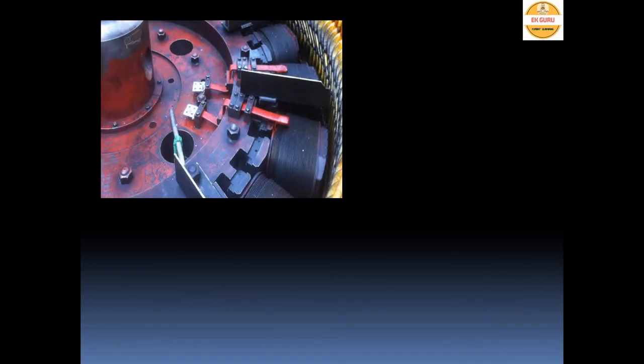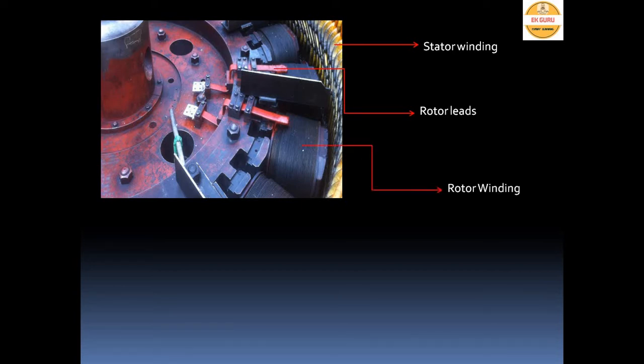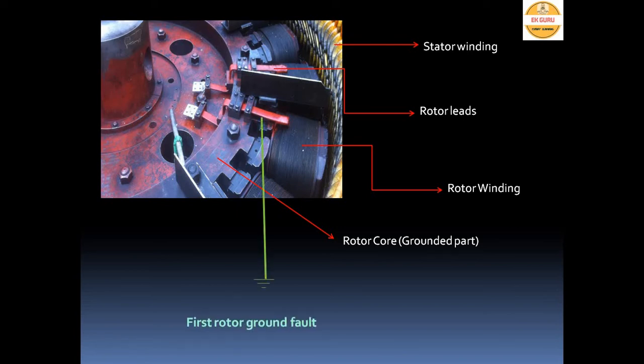So this one is the hydro generator. Here this is the stator winding, these are the rotor leads, and these are the rotor poles, nothing but the rotor winding, and the rotor core. The rotor core is grounded in order to suppress the eddy currents which are induced in the rotor core. Here the poles are connected in series, two poles are interconnected with a joint, that is the pole to pole joint.